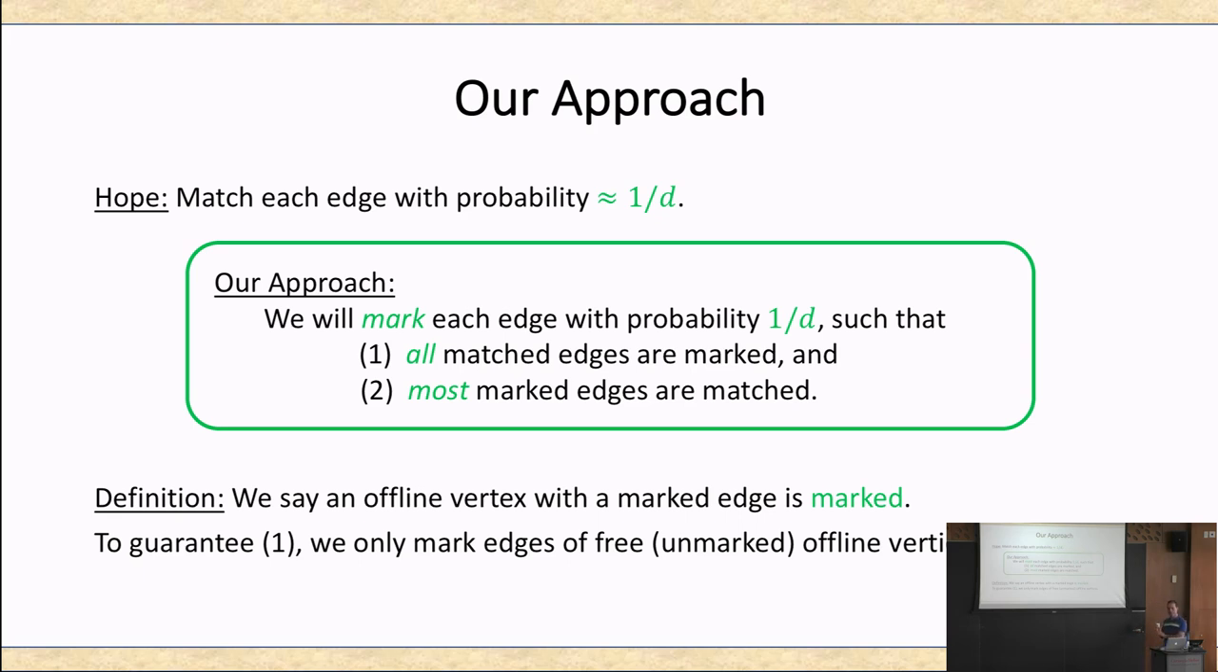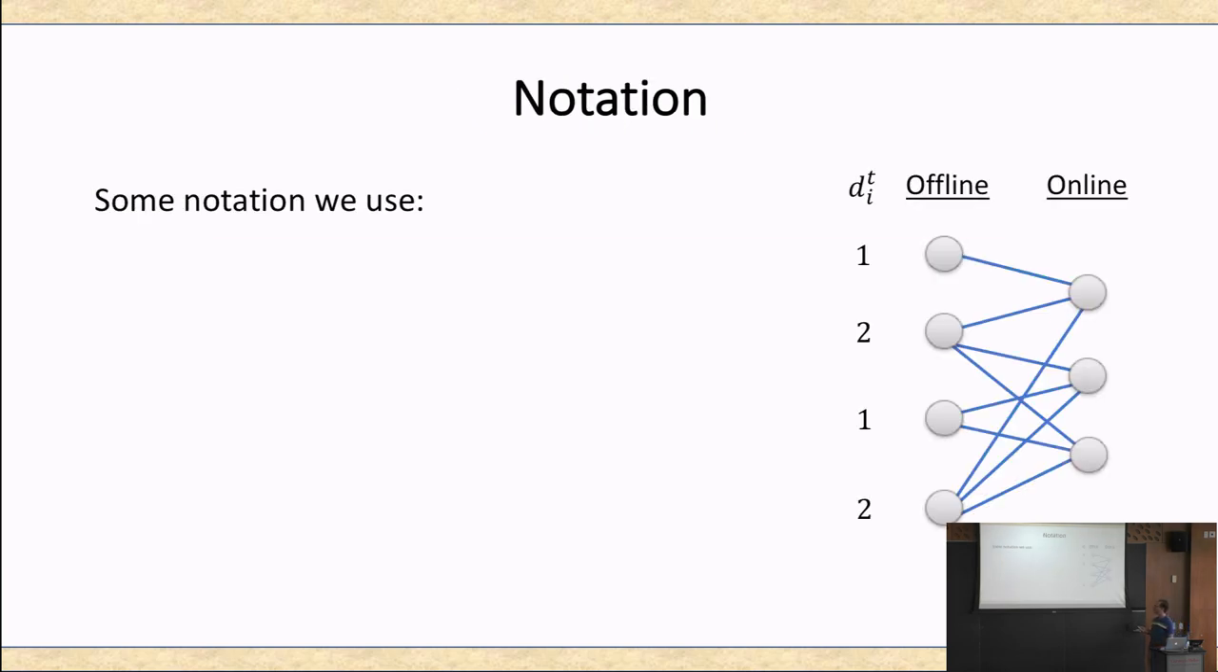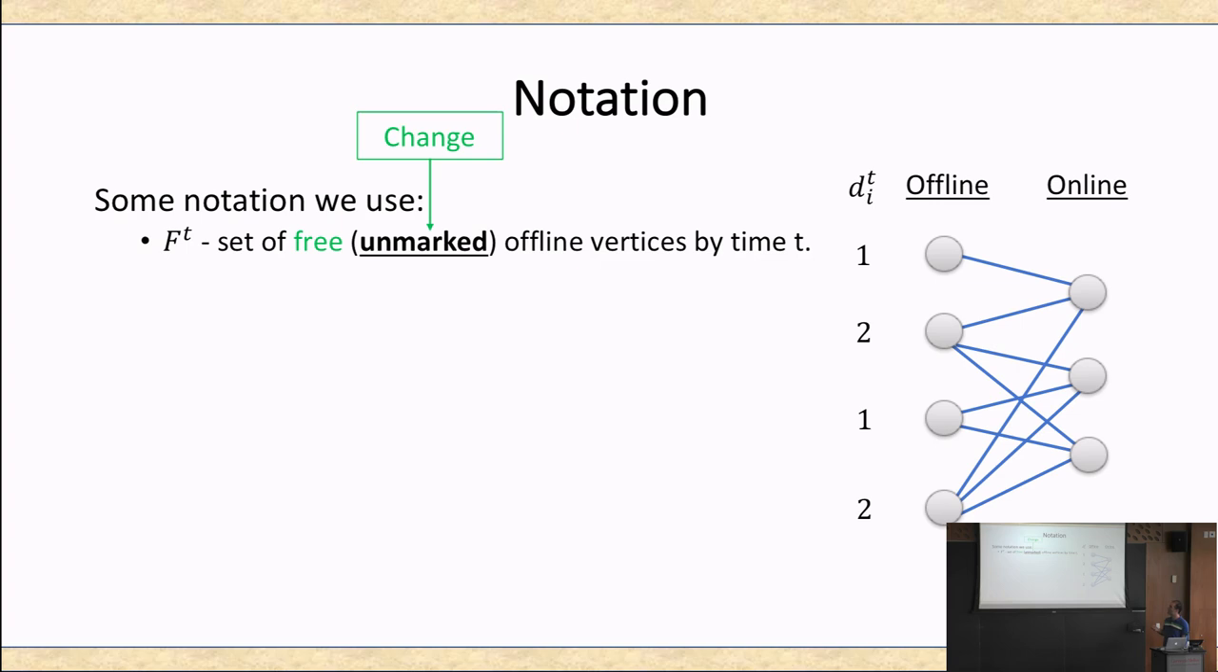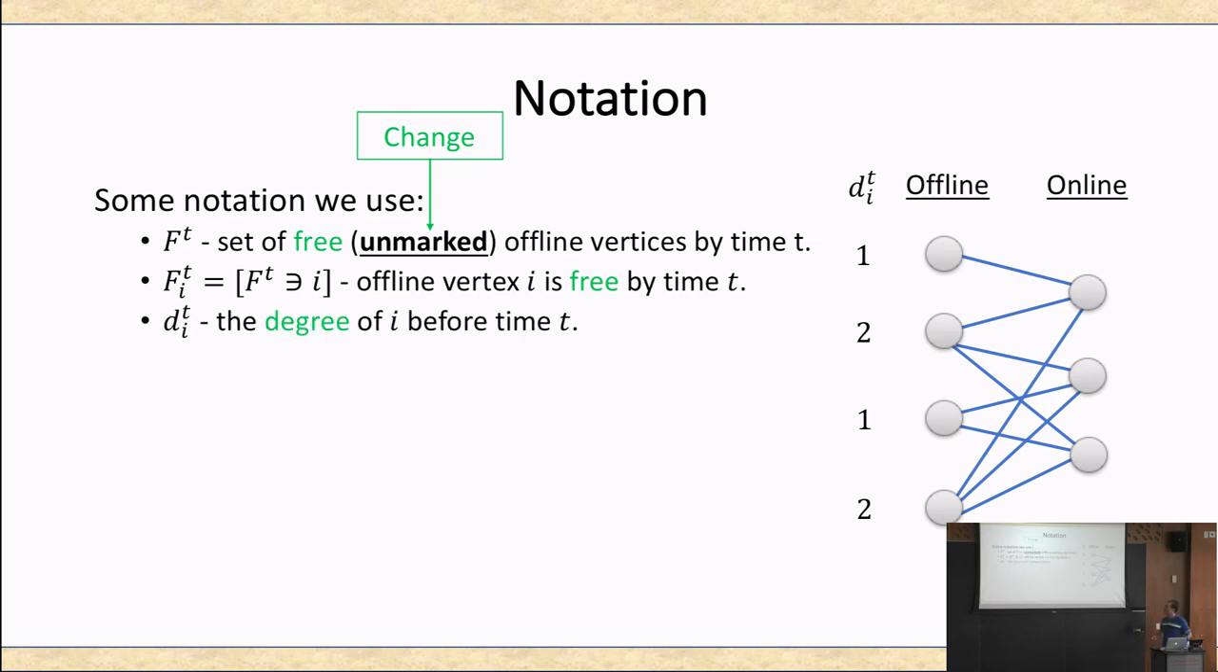I just want to go over the notation one more time, just to make sure that we're absolutely on the same page. So notice that we've changed the definition of free vertices. Now, a free vertex is an unmarked vertex. So F_t is a set of unmarked vertices, free vertices. F_ti is, again, an indicator for whether or not you're free, which, again, I stress means unmarked. And d_ti is the degree of i before time t. We had an animation for that earlier, so we won't go over it again. Finally, delta_ti is going to be the residual degree of i before time t. That's how many more neighbors it expects to find at time t and later. For example, this input is 3 regular, so if you want to find out what the value of d_ti is here, just subtract these guys.